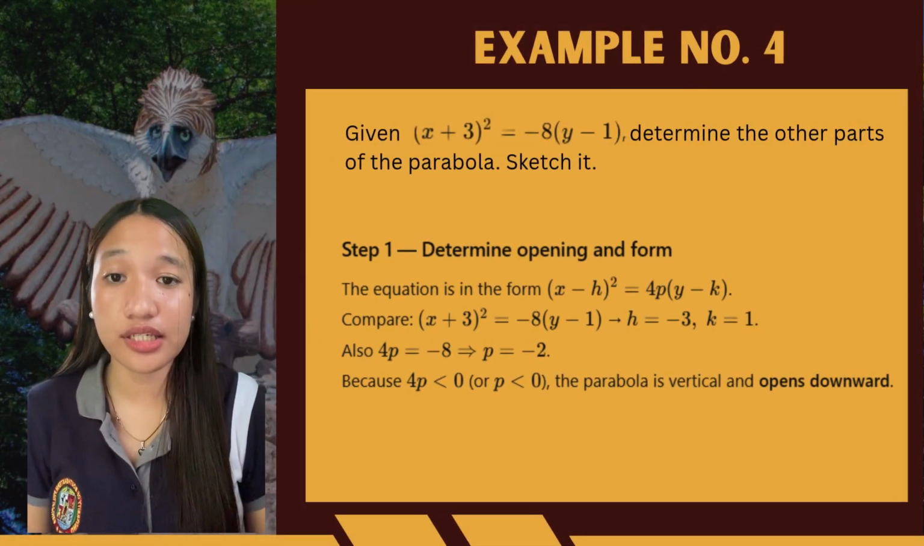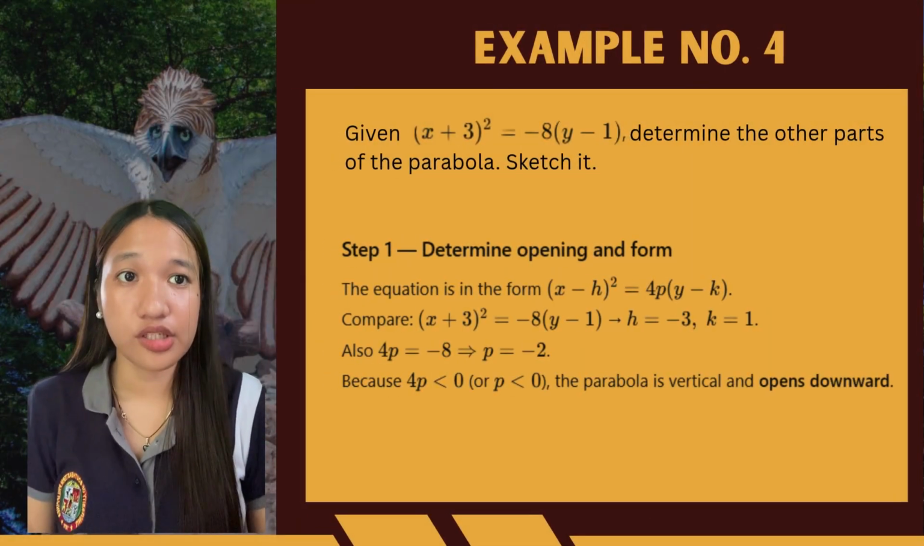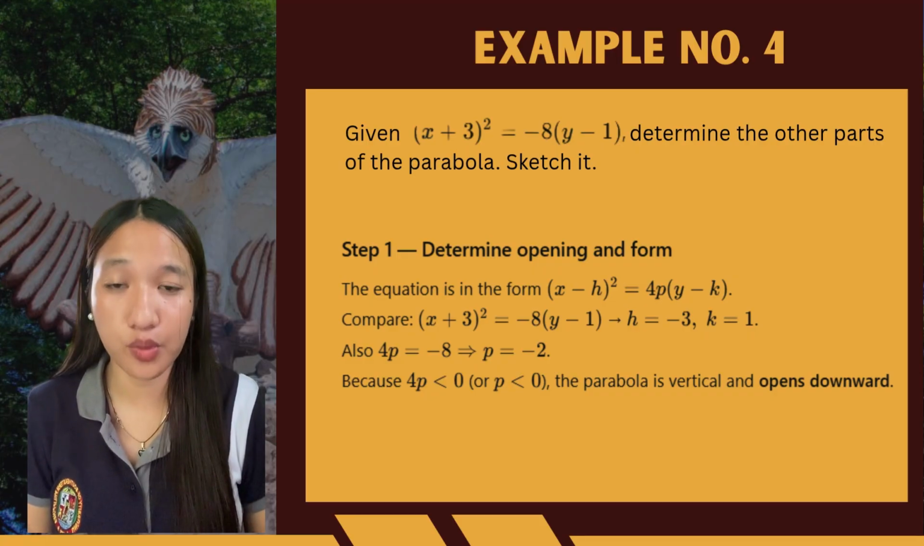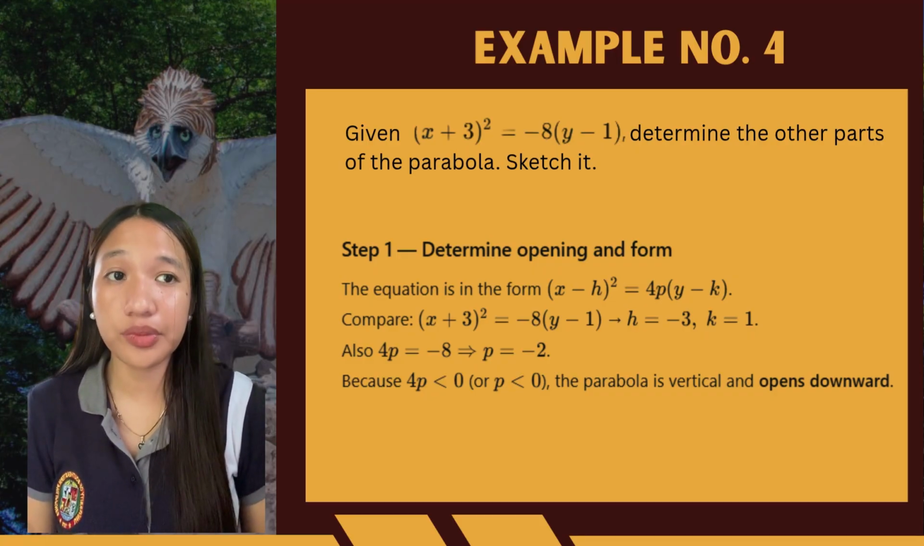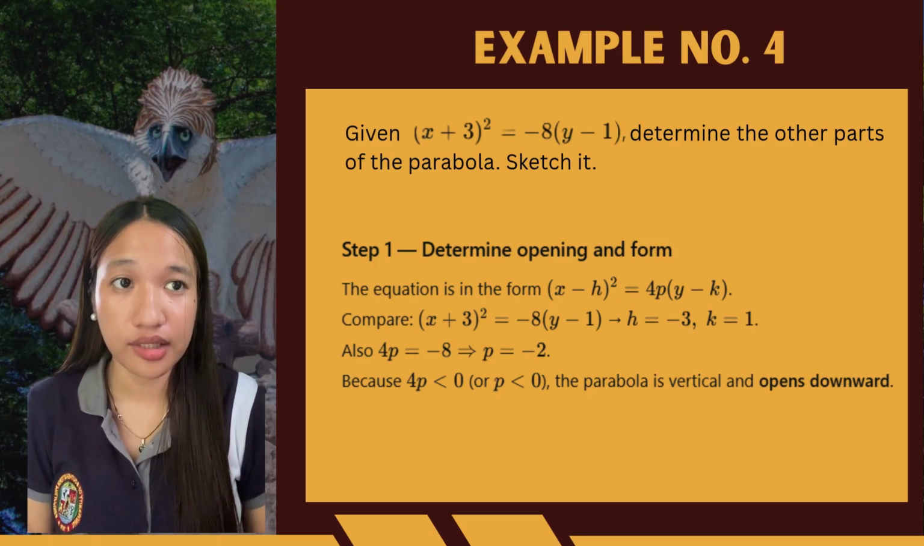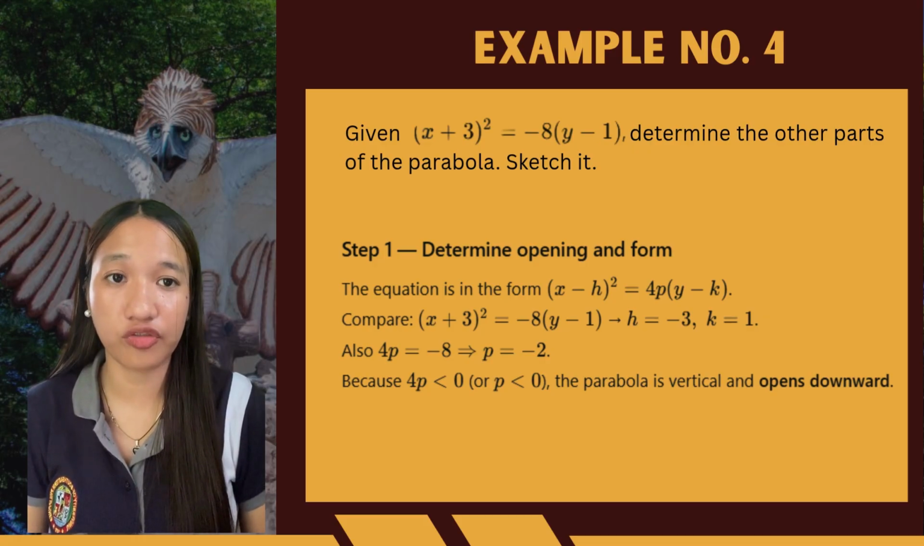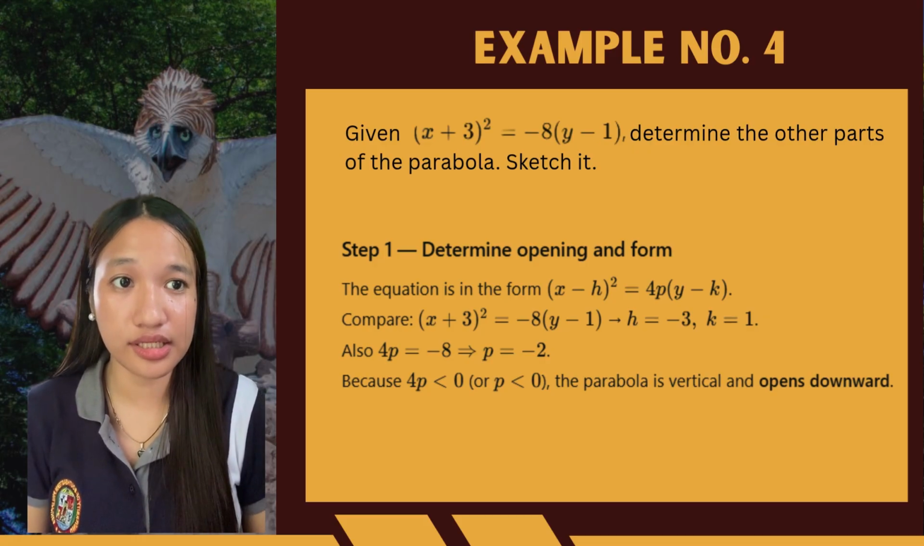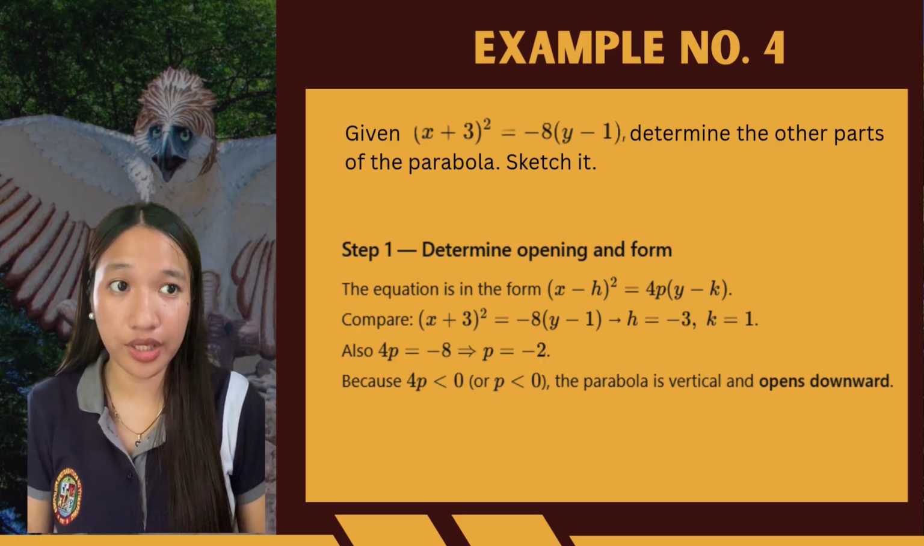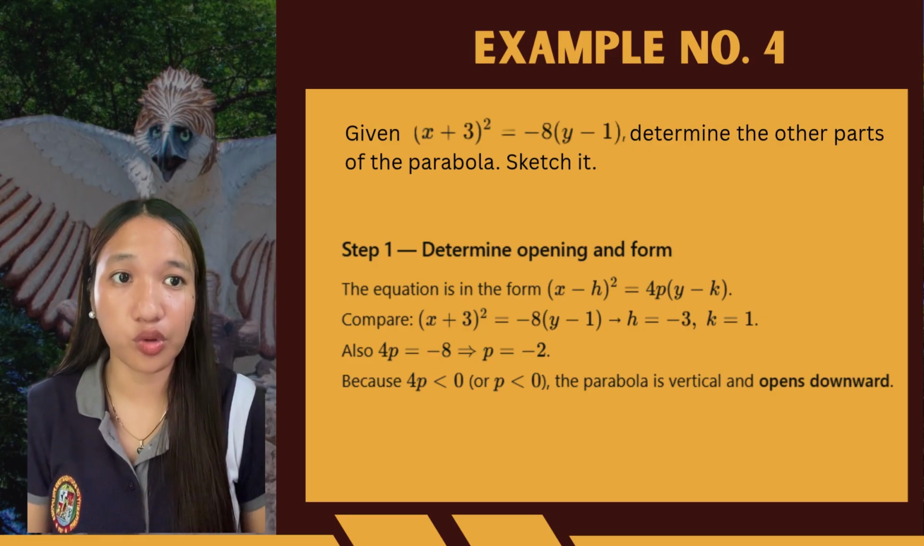Now let's move to example number 4. Given (x + 3)^2 = -8(y - 1), determine the other parts of the parabola, then sketch it. Step 1: determine the opening of the form. The equation is in the form (x - h)^2 = 4p(y - k). So we have to compare.